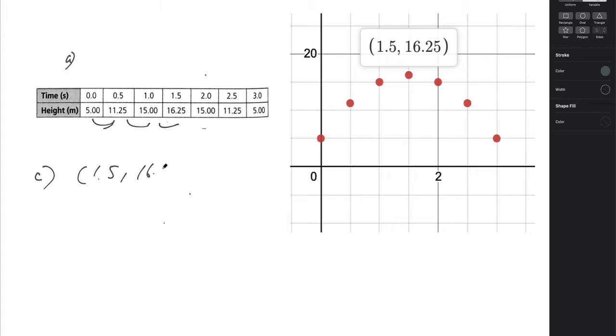So C, estimate the coordinate of the vertex. It'll be that. Determine the algebraic expression. It's going to be y is equal to a(x minus 1.5) squared plus 16.25.